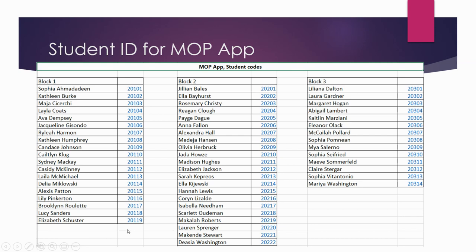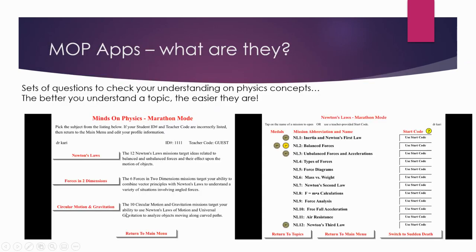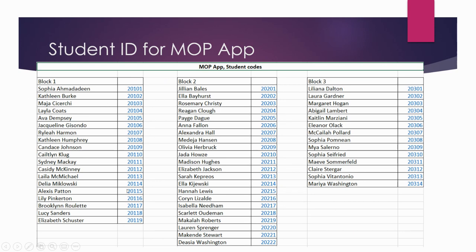So if you are a new student and you were not assigned into my classes as of the date I typed this up, let's say if you're in block 1, you're going to want to go down here and say you're going to be 20120. If you were in block 2, you'd be 20223. That's only if your name is not up here. Otherwise, if your name is up here, write this code down on your sheet of paper.